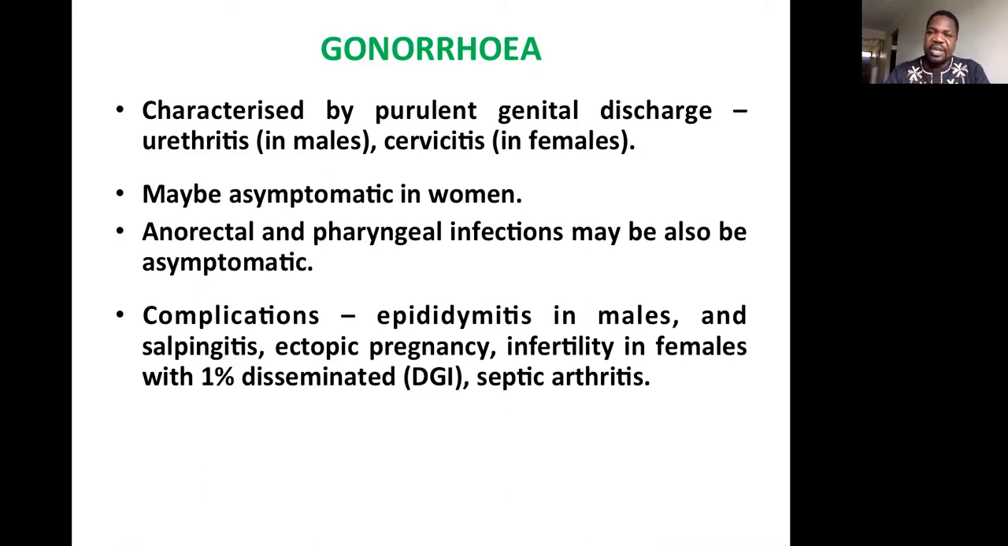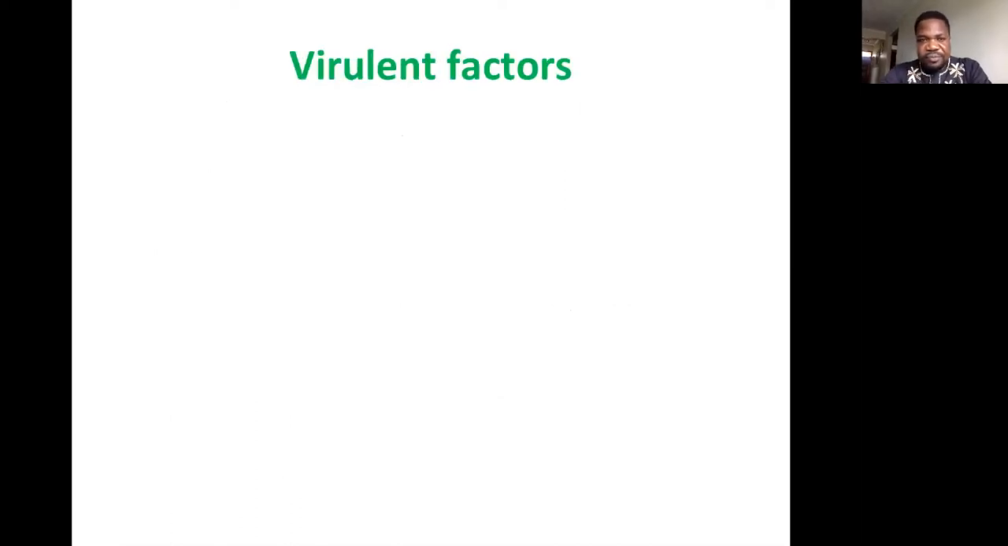Epididymitis in males, where they will develop really swollen, painful testes and all that. And sometimes it also leads to serious complications like infertility. And in females, it causes salpingitis, where the ovarian tubes become inflamed. We will discuss that when we deal with infections in women, or ectopic pregnancy, infertility, and in 1% of cases, it leads to what we call disseminated gonococcal infection. That's why you can have a patient with gonococcal arthritis and so on. So it's a disseminated gonococcal infection.